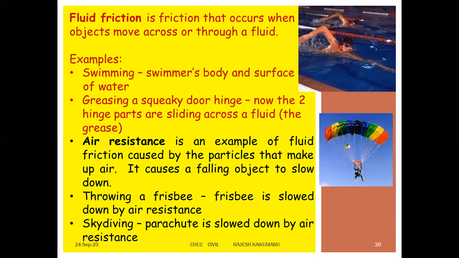Next, air resistance is an example of fluid friction caused by the particles that make up air. It causes falling objects to slow down. So if you see the air as a medium, air also comes under the topics of fluid mechanics, where air resistance is an example. See here how the person is gliding in the parachute. It doesn't have any motor mechanism, only through the air friction, this air resistance is capable of moving or sailing in the sky.